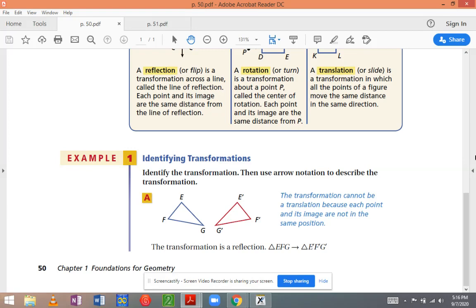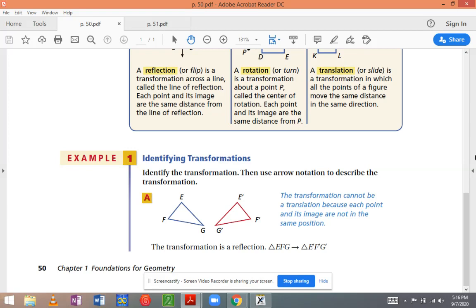You can see that if you would draw an imaginary line vertically between those two triangles, that would be a reflection. A vertical line between the two figures would be the mirror line, and F prime would be the same distance to that mirror line as F, and E and E prime would be the same distance to that mirror line, as well as G and G prime. So every point on the pre-image and every point on the image would be the same distance from that vertical line. That makes that a reflection.